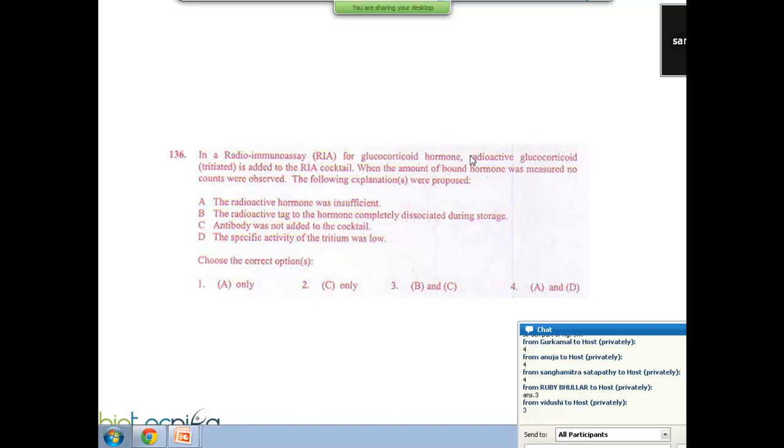Okay, I don't have any idea. The radioactive hormone was insufficient. The sample is insufficient, definitely not. There is a big difference between insufficient and sufficient. Nobody will start an experiment with an insufficient sample. I will definitely cross that out. That is not it at all.